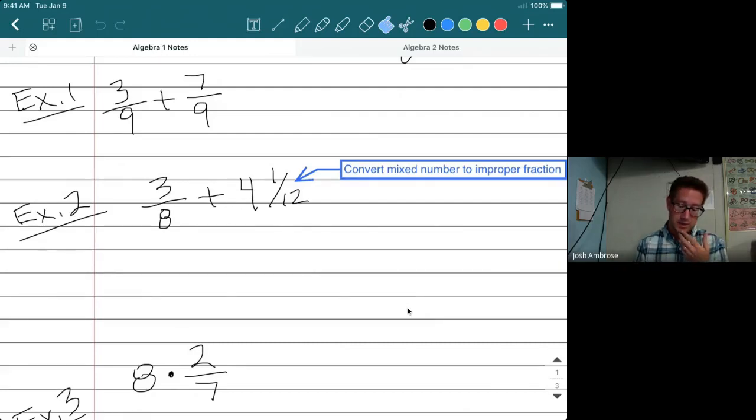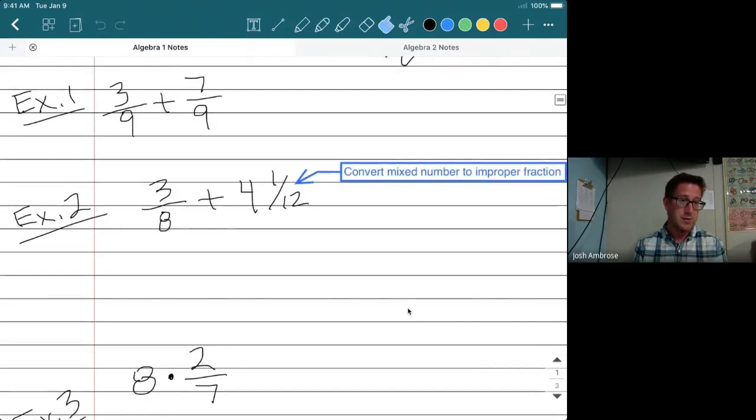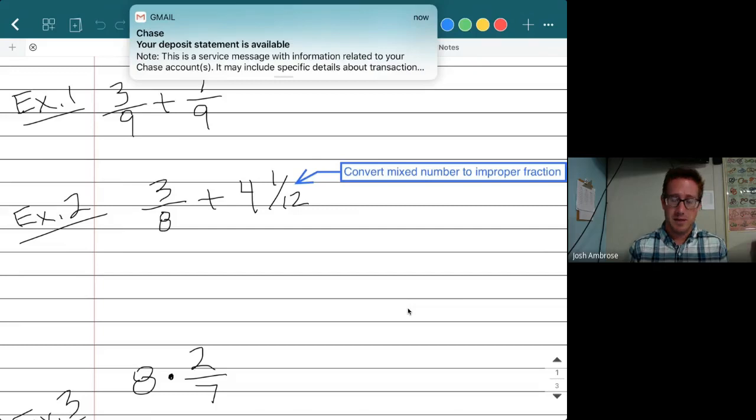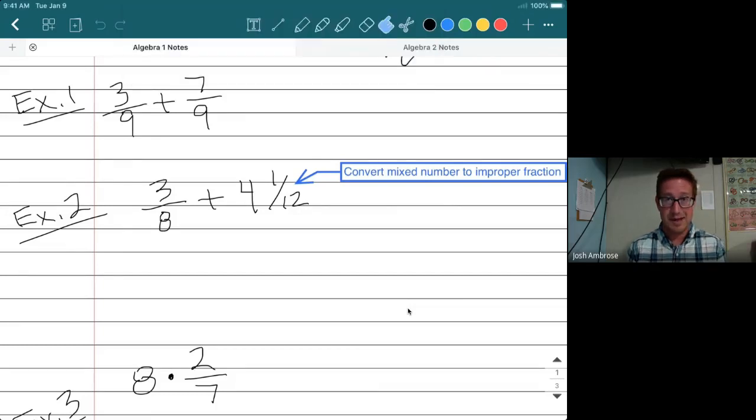Example 1 we're looking at here is 3 over 9 plus 7 over 9. So simple adding of fractions. Important to notice, you have the same denominator. And so when you have the same denominator, you can immediately go in and add the numerators. Okay, so let's go ahead and do that.